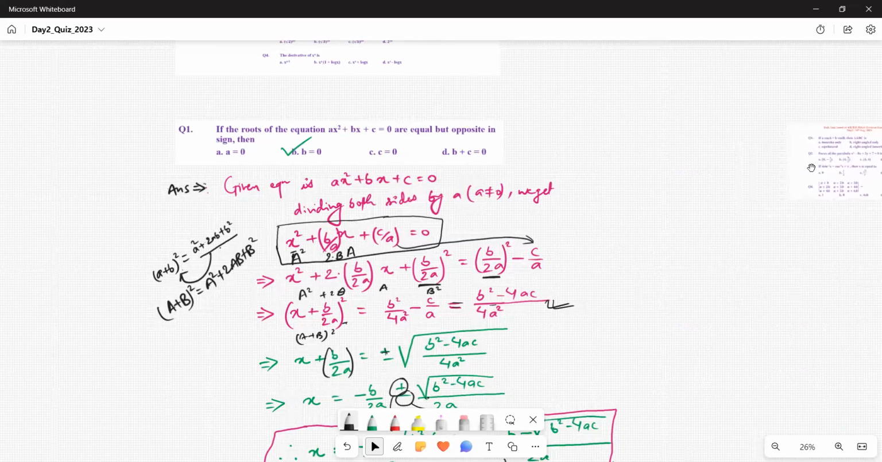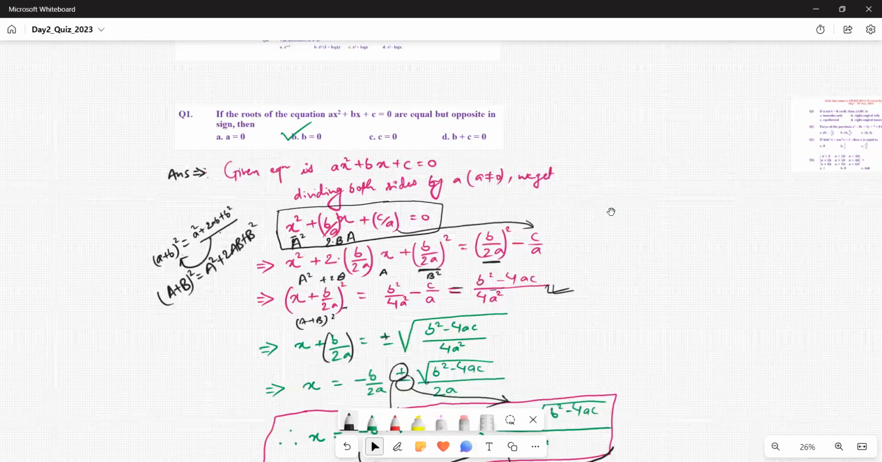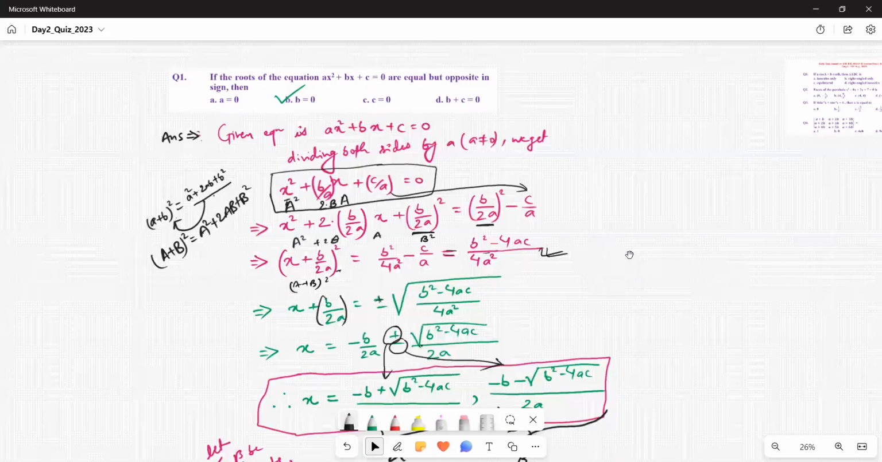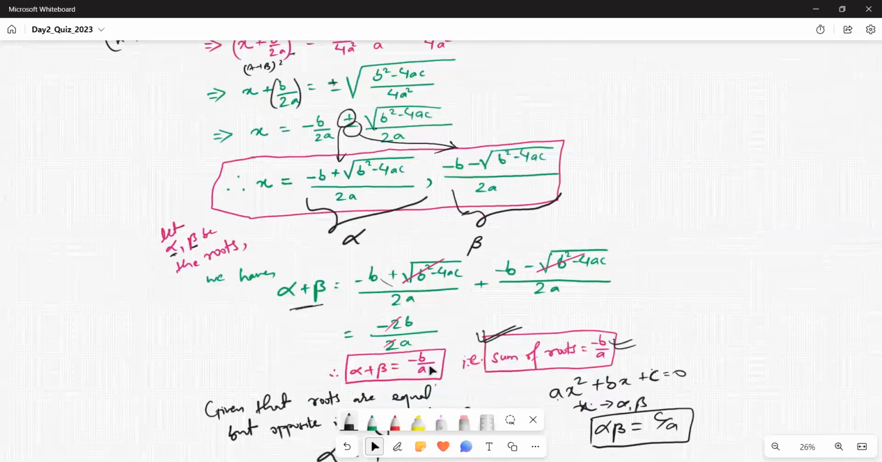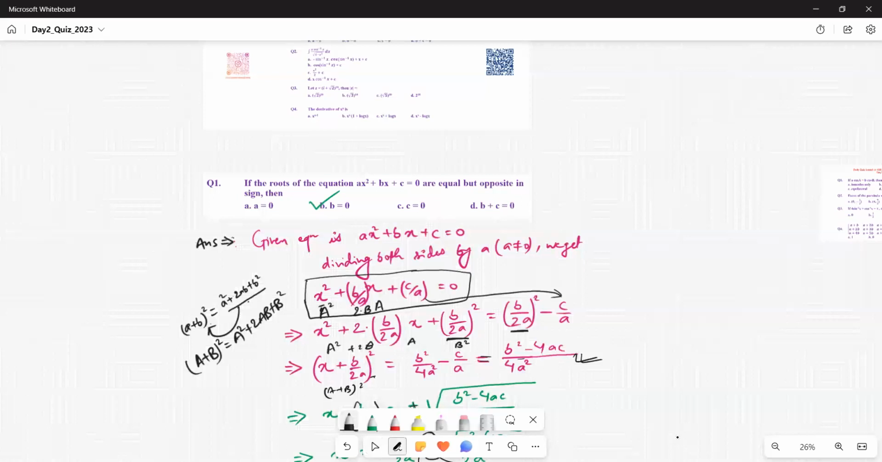We'll use another technique, a shortcut technique, by just remembering this sum of roots formula, minus b by a. Whenever this kind of question comes, only the sum of roots is required, right? You can also reject some options. If the roots of the equation ax square plus bx plus c are equal, then for two roots it has to be a quadratic equation, right? If the equation is quadratic, a cannot be 0. So this option is already rejected.